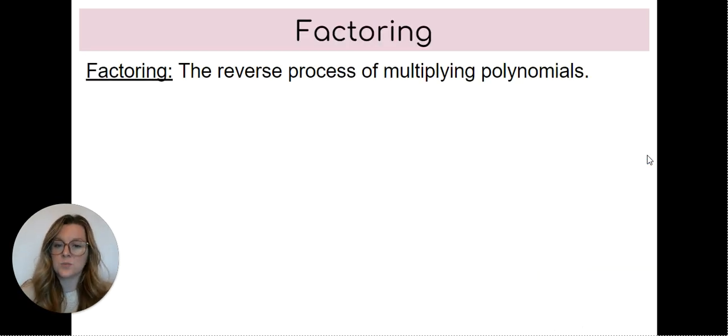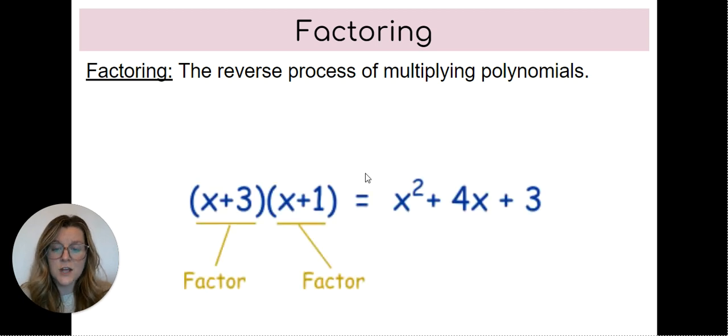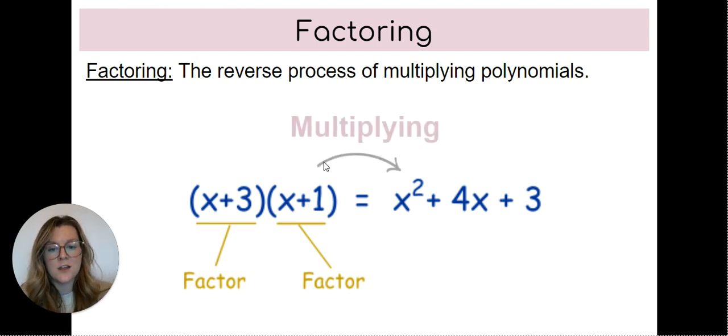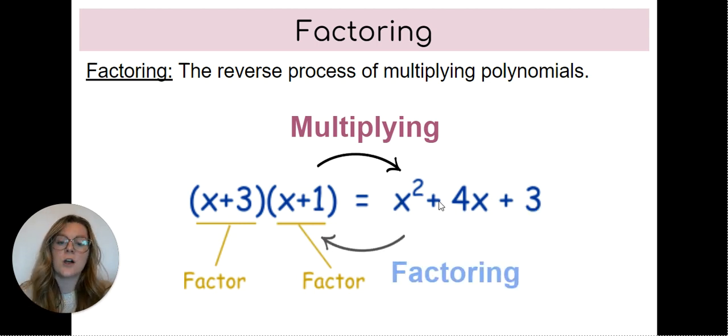Remember, it's the reverse process of multiplying polynomials. So in the past, remember when we have two parentheses, we multiply them together using FOIL or our box method, and then we get something that looks like this. Today, we are going to be given something that looks like this, and we're going to go backwards using factoring to put it in its two parentheses.